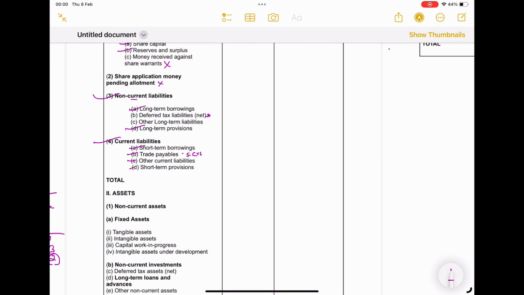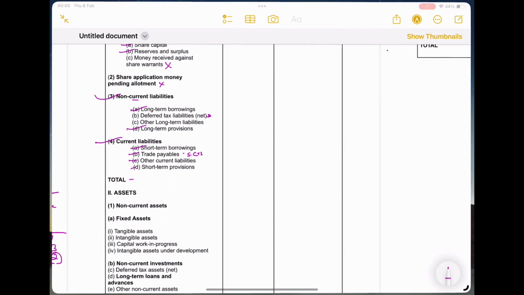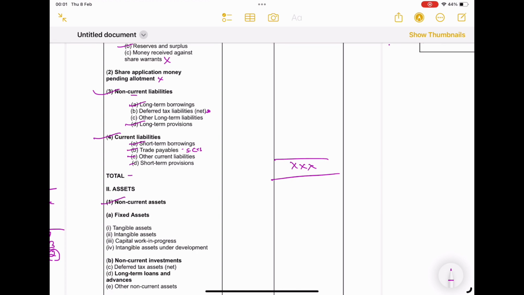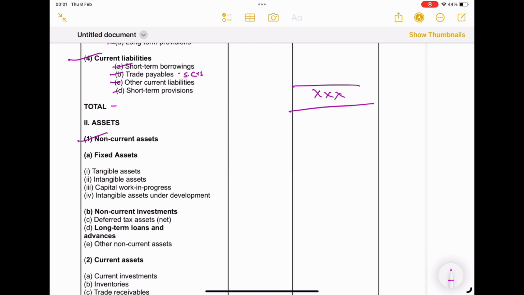If you total it, this total is considered as total liabilities. Next, this total has to be equal to assets, right? So in assets, non-current assets is important. In non-current assets, we are going to deal with fixed assets, that is tangible and intangible assets. Tangible assets are nothing but those which we can see and touch, for example fixed assets like machinery, furniture, land and building, plant and machinery. Intangible assets are nothing but goodwill.